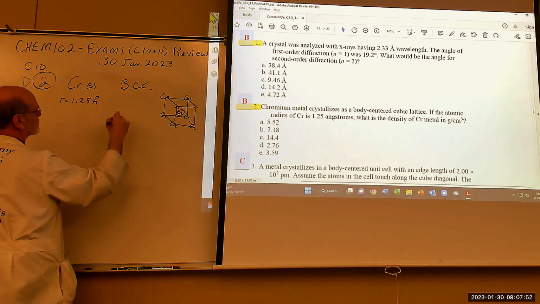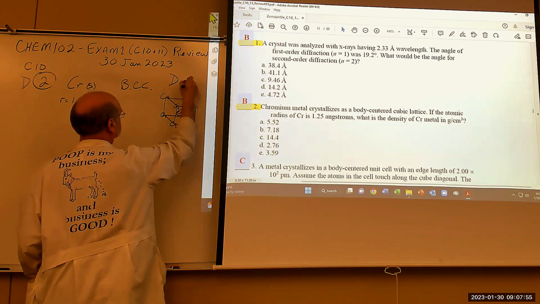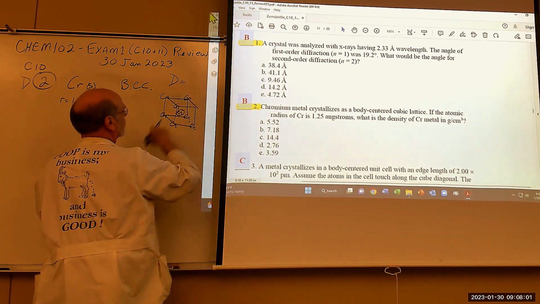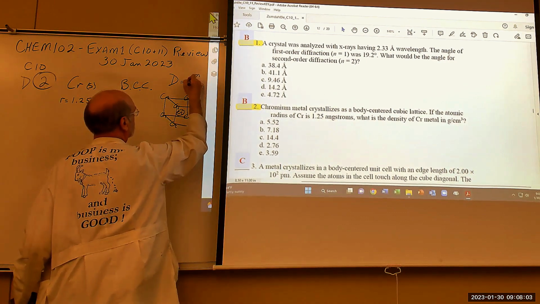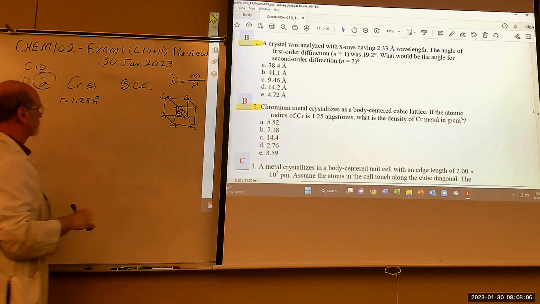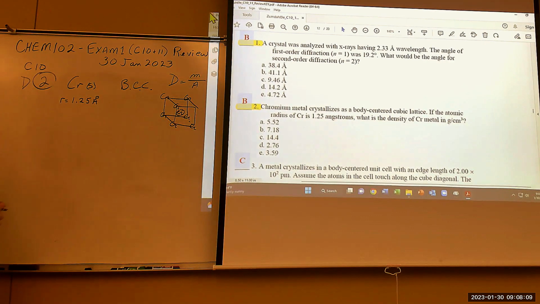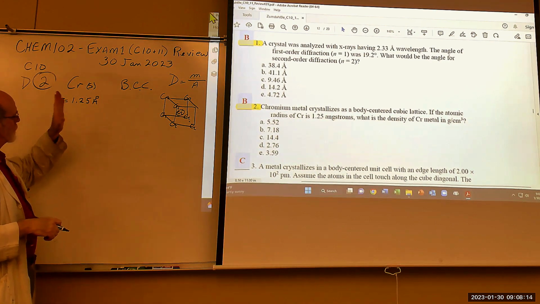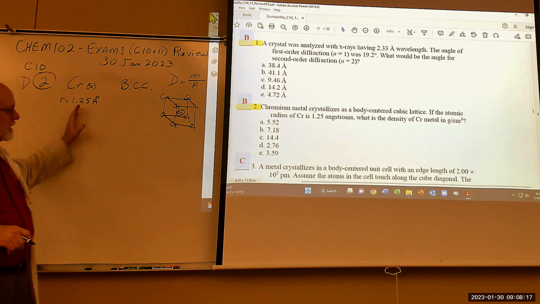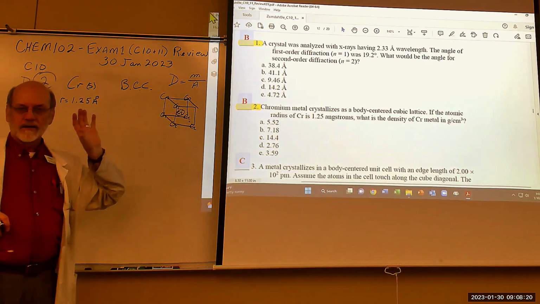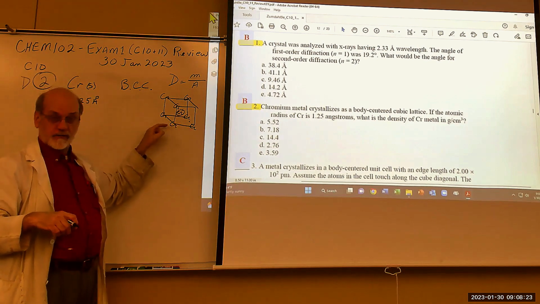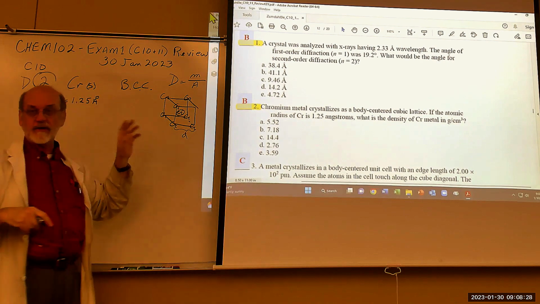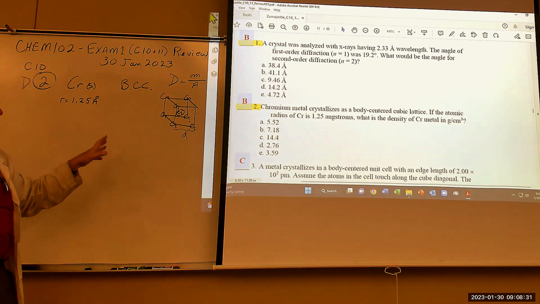If the atomic radius of chromium is 1.25 angstroms, so radius equals 1.25 angstroms, what's the density of chromium metal in grams per cubic centimeter? So we're looking for density. All right, what do we need to know to answer that question? We need to know mass per unit volume. So let's do the volume first. If we know the radius of the chromium atom, and we know this unit cell, what is the length of this side? Because if we find the length of this side here, all we have to do is cube it. We got the volume.